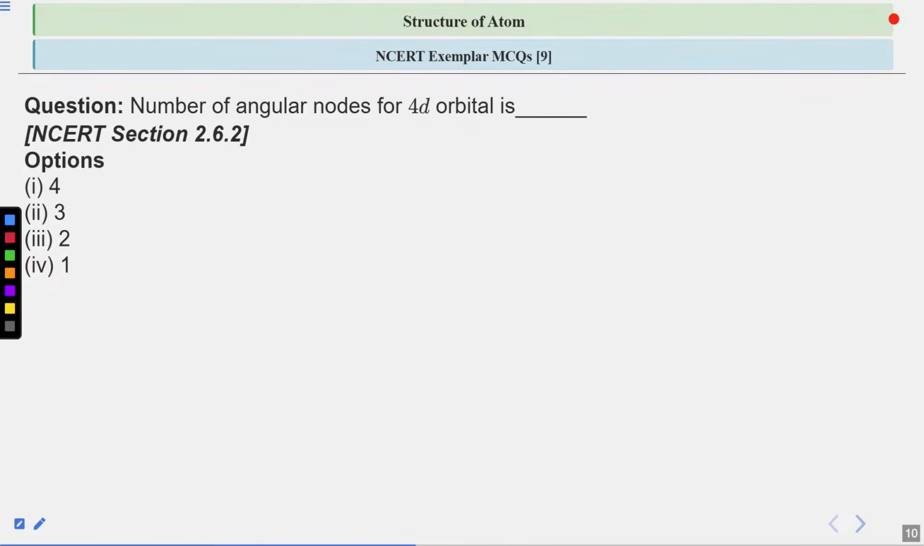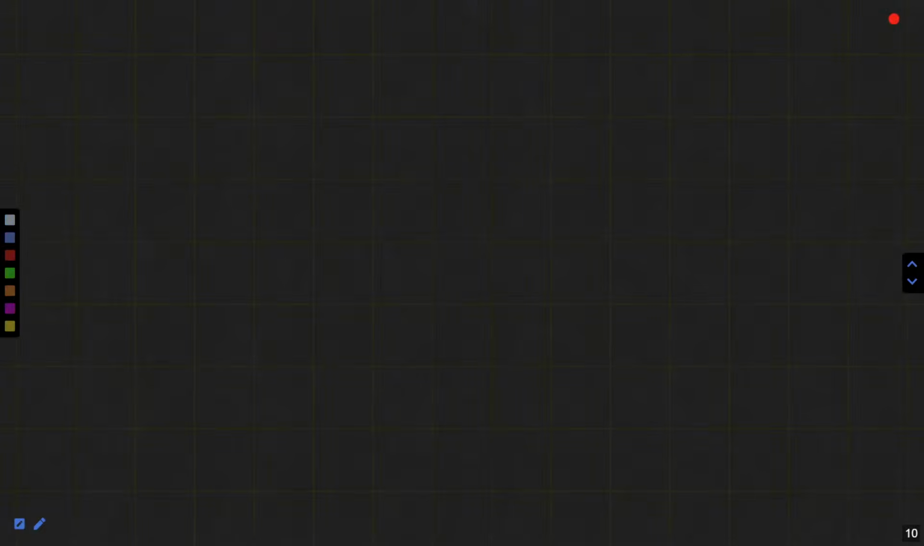Moving on to the next question. This is about angular nodes for the 4d orbital. So let me explain what is an angular node and a radial node. Before that, if you are getting confused in that, suppose you are taking an s orbital, or suppose I take a p orbital. So the p orbital will look like this. Is this the shape of p orbital? Yes, this is the shape of p orbital.